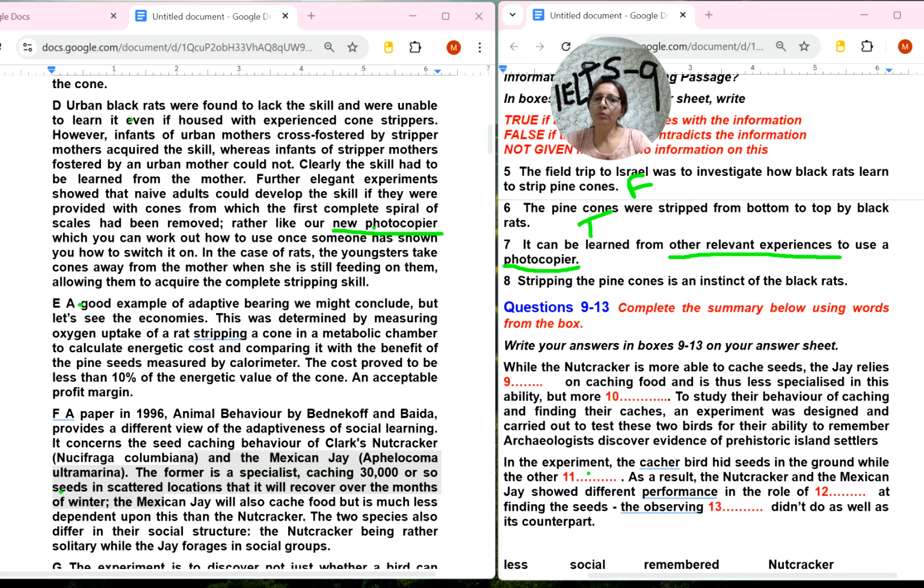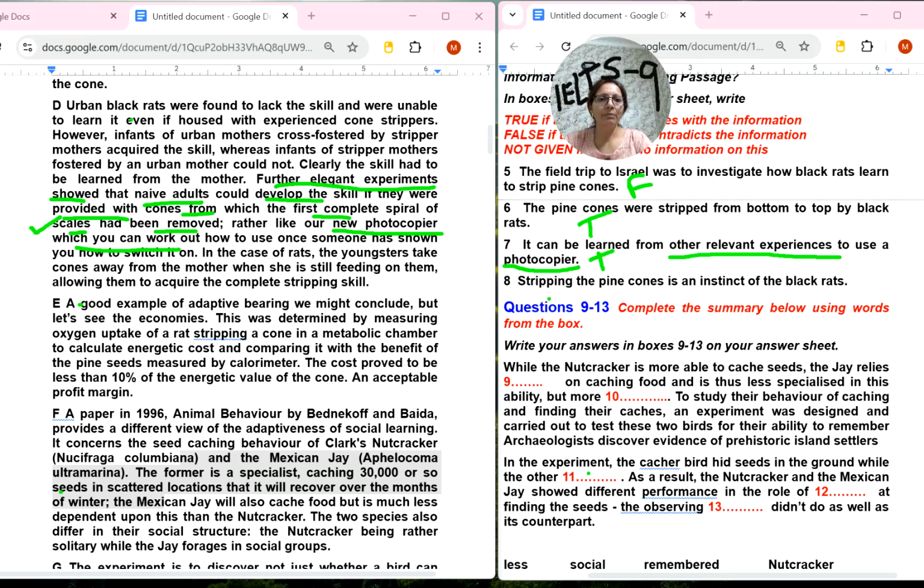Okay, new photocopier is here. Further elegant experiments showed that the naive adults could develop the skill if they were provided with cones from which the first complete spiral of scales had been removed, rather like our new photocopier, which you can work out how to use once someone has shown how to switch it on. So I think they are clearly explaining with the help of other relevant experiences to use a photocopier. So this we can mark true.